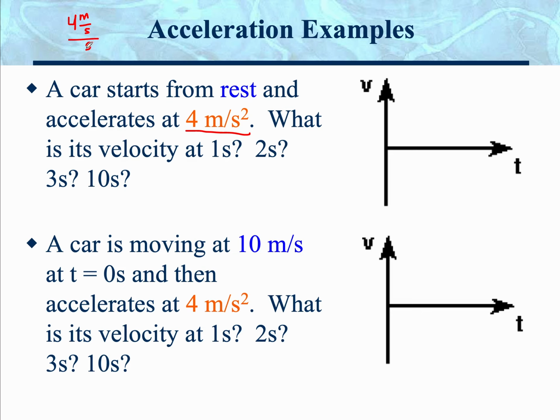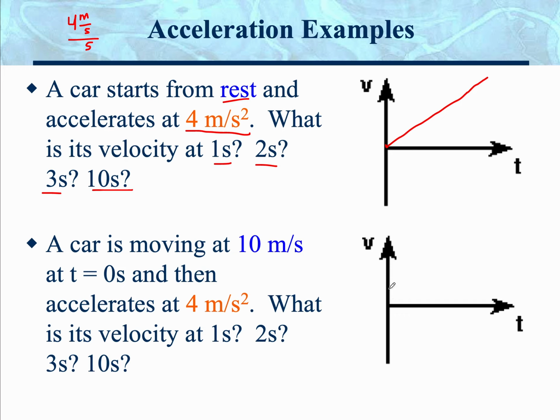So starts from rest, which means its initial velocity is 0. It means our graph is going to look something like this, and it's gaining 4 meters per second. So after 1 second, it should be going 4 meters per second, 2 seconds, 8 meters per second, 3 seconds, 12 meters per second. What would it be going after 10? The answer is, oh, okay, it's gaining 4 meters per second every second for 10 seconds. Should be going 40 meters per second. Hopefully you got that one.